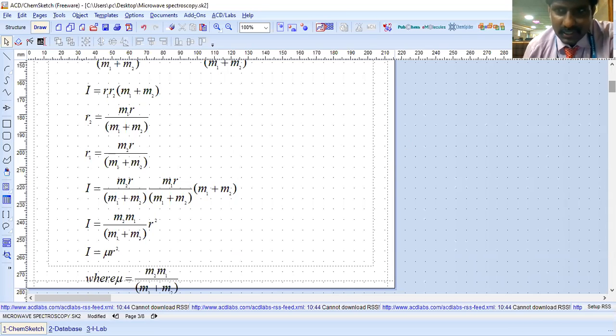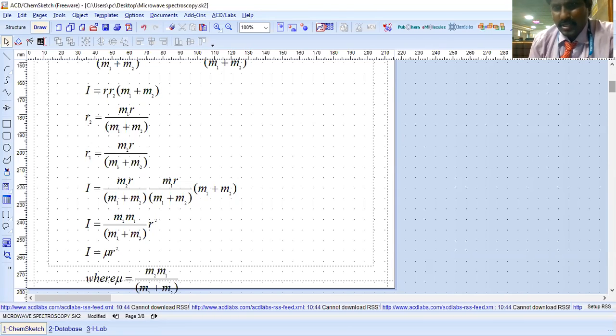How are we deriving it? We assume a diatomic molecule, that is carbon monoxide, and apply the rigid rotor model to it. At the center of gravity we assume that M1 R1 is equal to M2 R2, and we know that R is equal to R1 plus R2, and the total moment of inertia I is equal to M1 R1 square plus M2 R2 square. With these three equations, finally we get I is equal to mu R square, where mu is equal to M1 M2 by (M1 plus M2). This is the reduced mass.